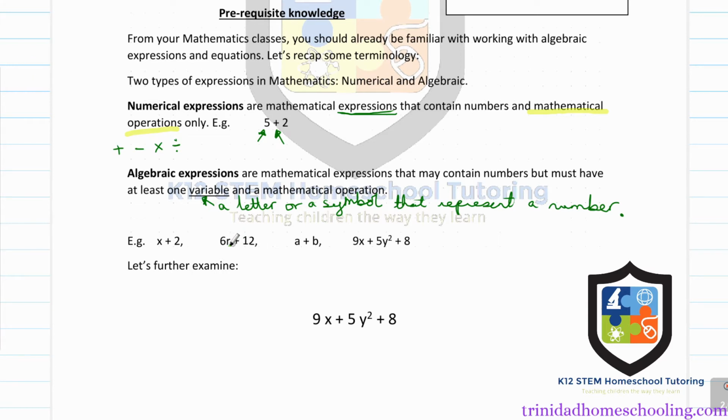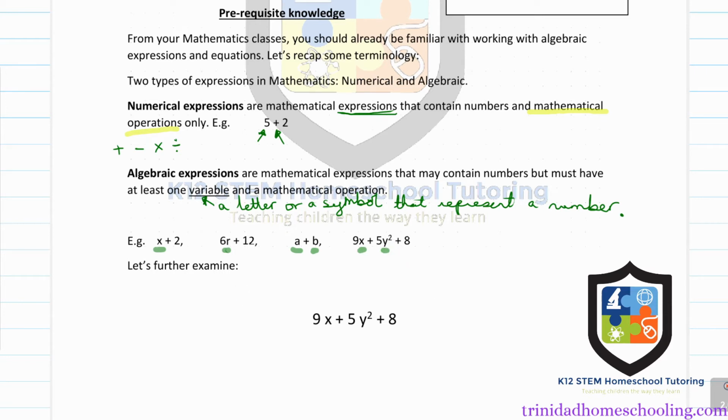Alright, so let's look at these examples here and let's identify what the variables are. In the first example, we have x plus 2. Your variable here is this x. Alright, it's a letter used to replace or to represent some number that we do not know. 6r plus 12. Your variable here is the r. A plus b. You have 2 variables here, a and b. 9x plus 5y squared plus 8. Here we have 2 variables as well, x and y.